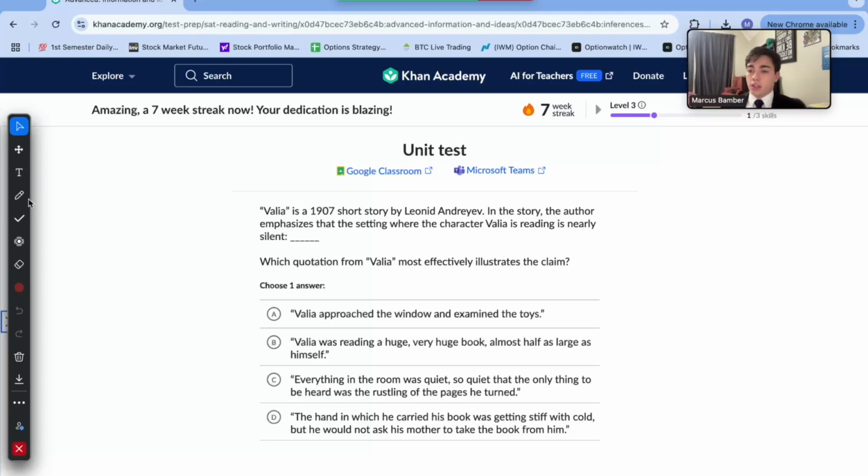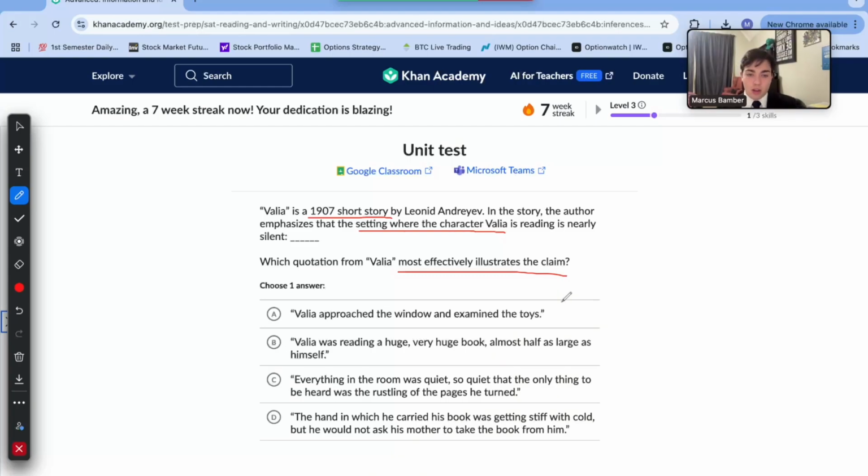this first question. So Valia is a 1907 short story by this person. In the story, the author emphasizes that the setting where the character Valia is reading is nearly silent. So the setting is nearly silent, and we need to find a quote from this story that most effectively illustrates this claim that the setting is silent.